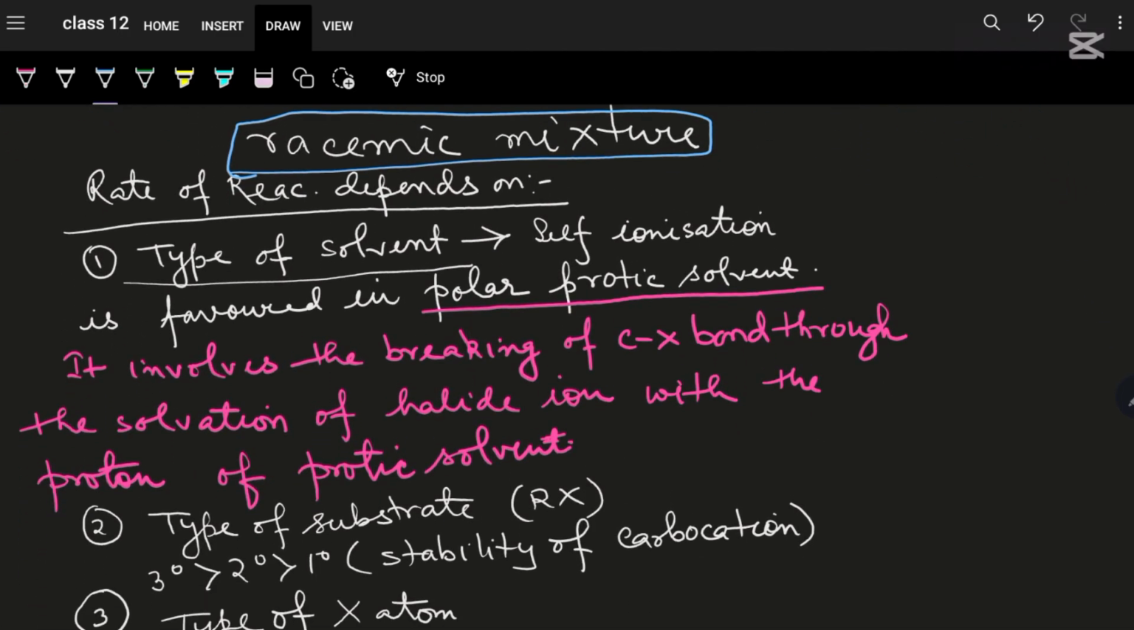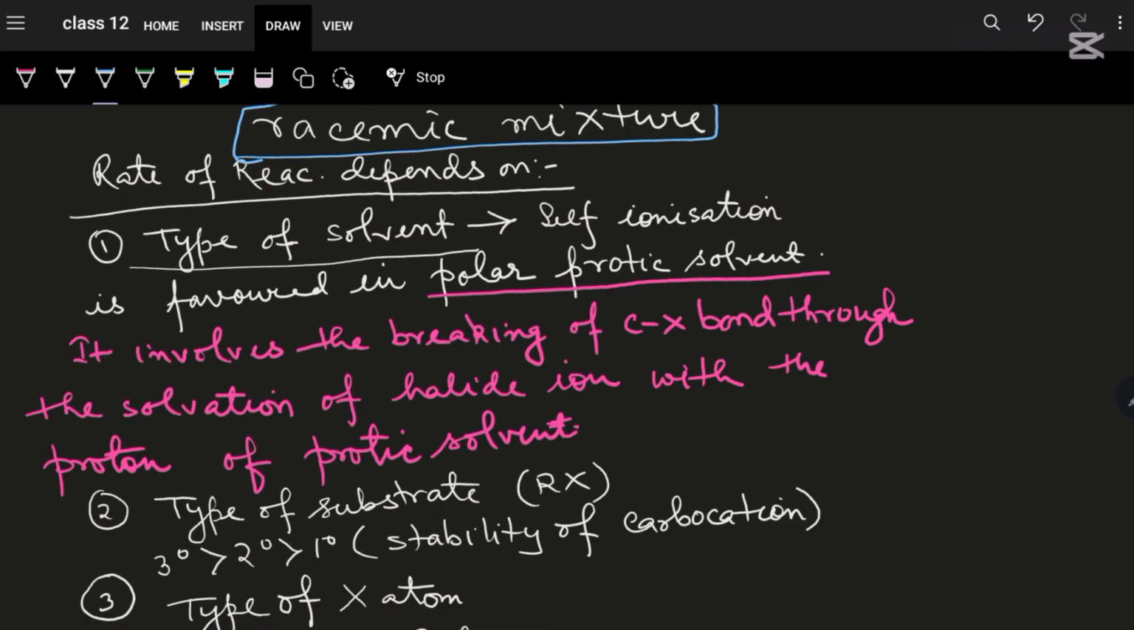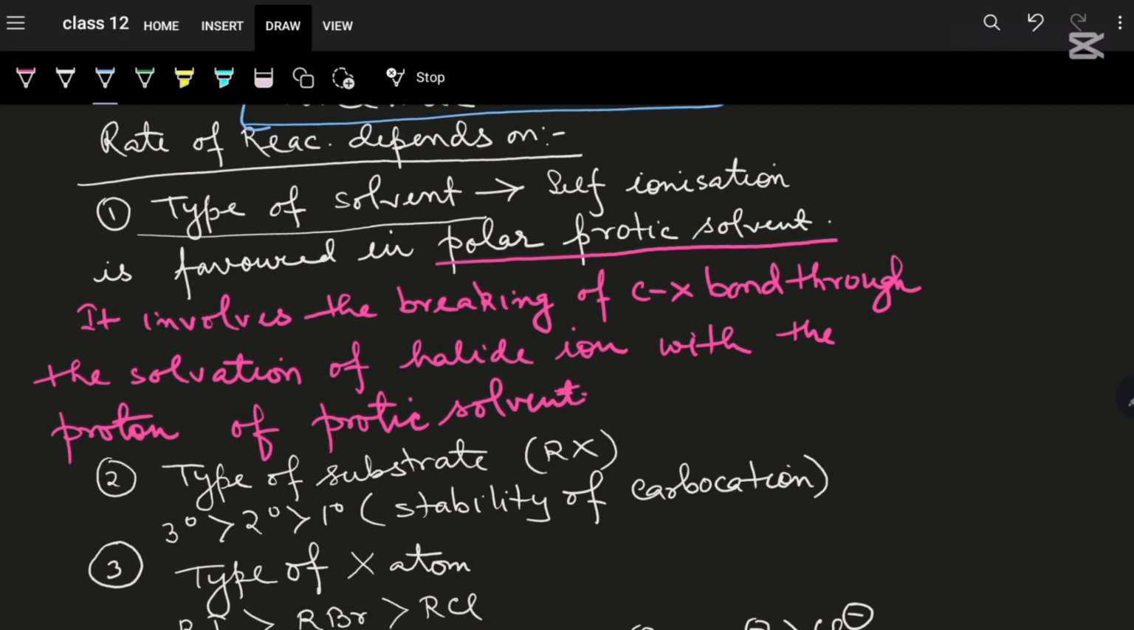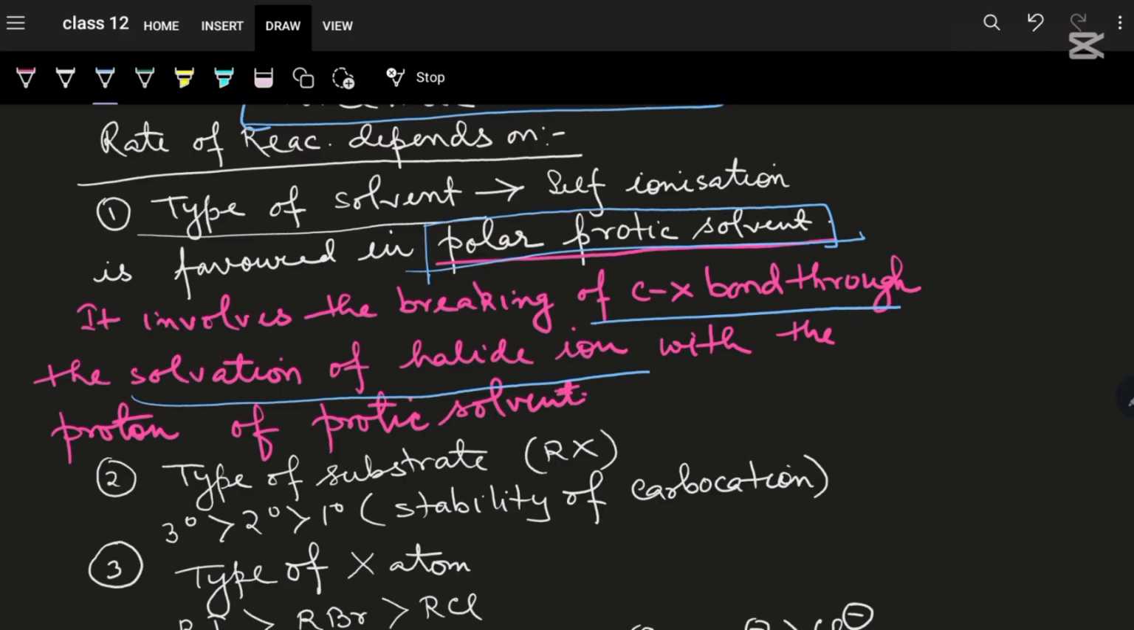The rate of the reaction depends first on the type of solvent, as I said, because the solvent needs to break the CX bond, so a polar protic solvent is favorable. Why? Because it involves the breaking of the CX bond by solvation of the halide ion with the proton present in the protic solvent. Protic solvent means it has the proton. So the presence of this proton and this polar nature facilitates the breaking of the CX bond.